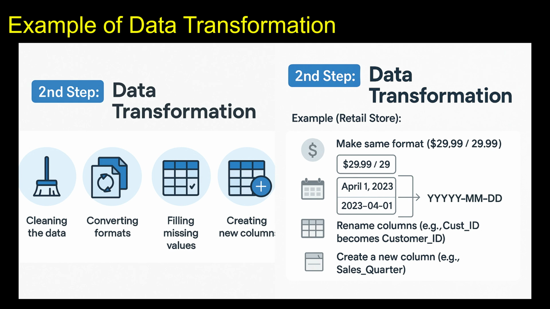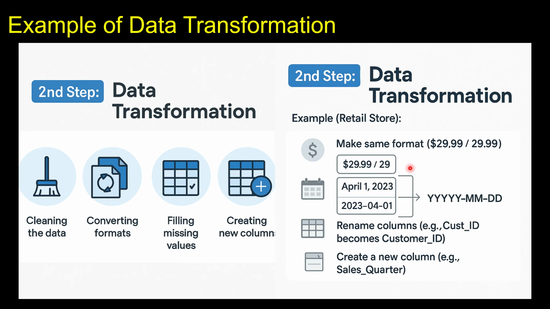In the example of the retail store, you notice that the sales column sometimes has prices written as 29.99 and sometimes just 29.99. You clean this so all the prices are in the same format.